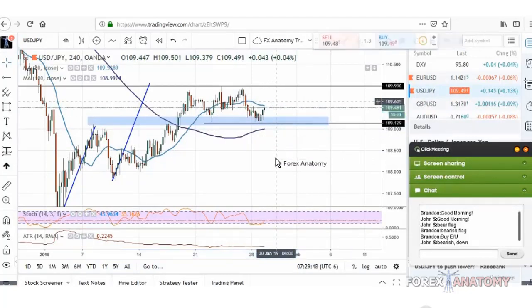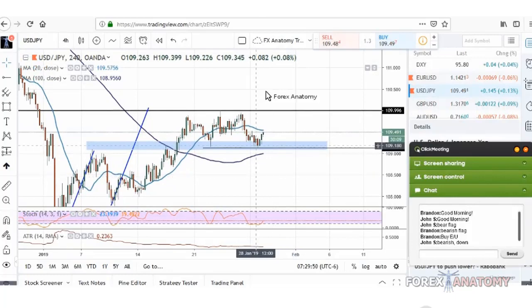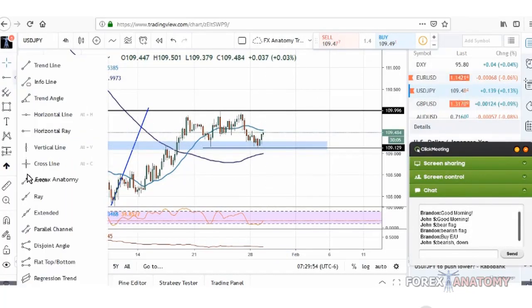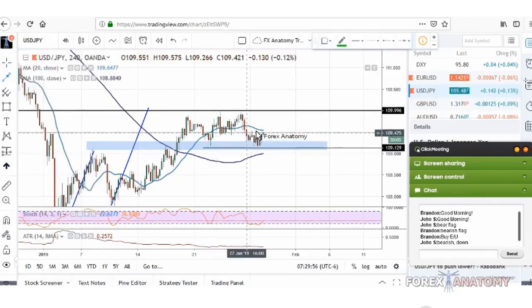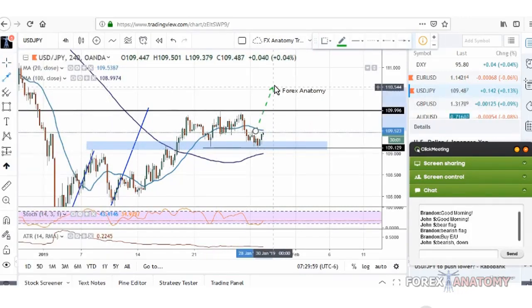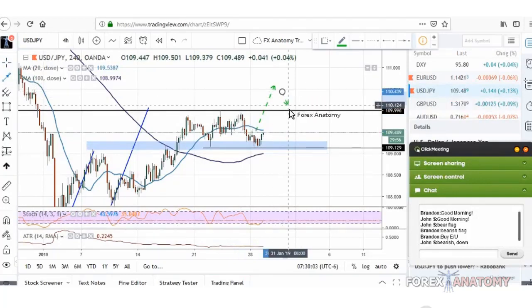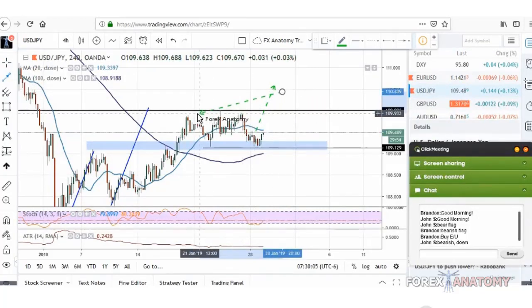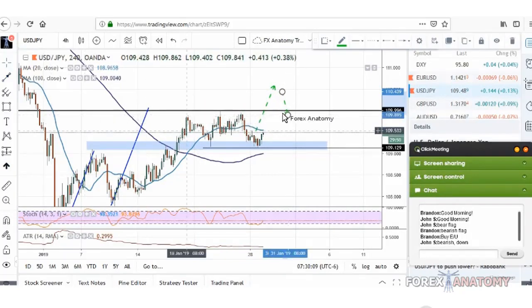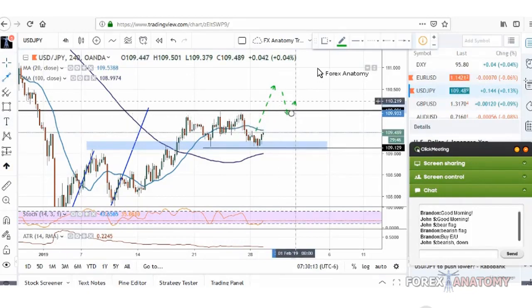Now, we may get a break to the upside. And if we do get a break to the upside, then this will be your trade idea. If price does break to the upside, like this, then wait for price to correct, to retest resistance. Because what was once resistance will now function as support, and then look for your buying opportunity from there, upon bullish confirmation, and then buy.